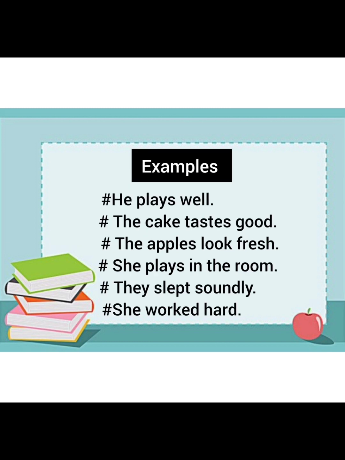For example, he plays well. Now, he is subject, plays is verb, but after plays, a direct object is not there and it is written well. That is known as an adverb. So, in this way, this word plays is an intransitive verb. Then next we have, the cake tastes good. Now, the cake is subject, tastes is verb, but good is not a direct object. It is the modification of the verb. So, in this case, tastes is an intransitive verb. The apples look fresh. Again, after the verb, there is no direct object. So, look is an intransitive verb.